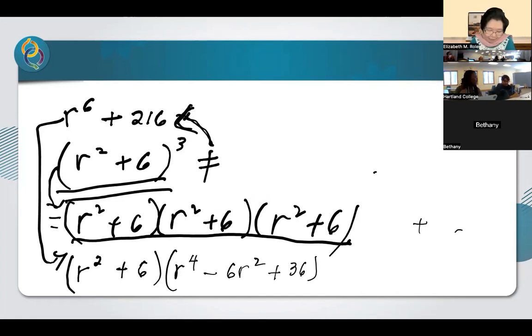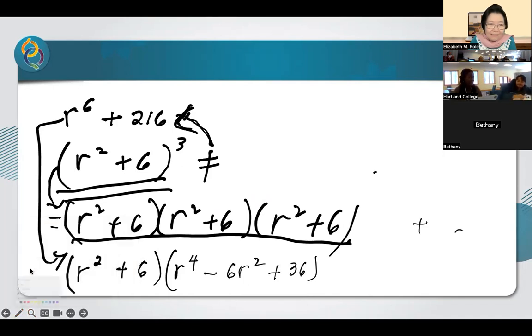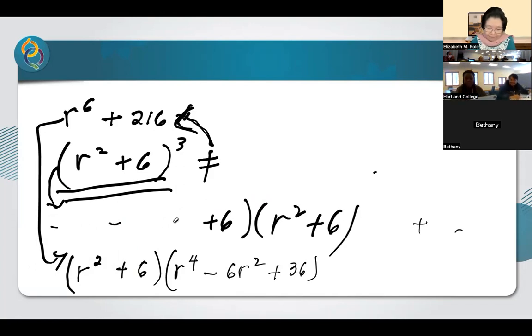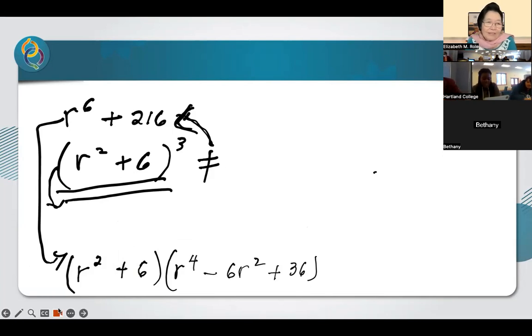So I'll erase this now so that it's not confusing. Okay, so the factors are r squared plus 6 and r to the fourth minus 6r squared plus 36. Okay, all right. Thank you for that question. So let us proceed.